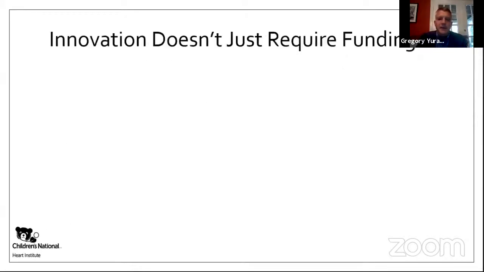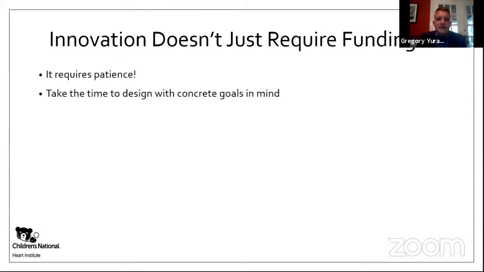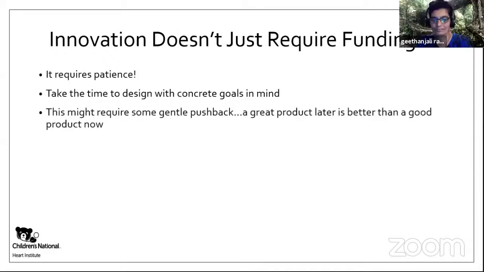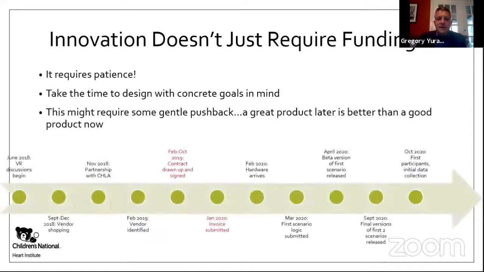I wanted to just take you through a brief timeline and then turn it over to our next question. It requires patience to actually do any kind of innovation. And I think everybody here knows that. You really want to take the time to design with really concrete goals in mind, kind of going back to that 12 o'clock on that little graph that I showed you. And sometimes you have to speak with your well-meaning shareholders and push back a little and say, guys, a great product later is going to be better than a good product now, because they're going to want something right now. We've got some money, we've got some interest. Let's get this moving right now. What can you develop? What can you do in a month? This is our timeline.